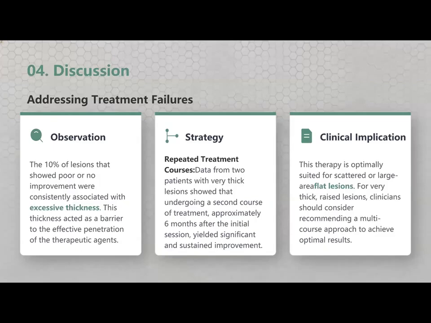We also analyzed cases with suboptimal outcomes, which correlated with excessive thickness. Notably, repeating treatment after a 6-month interval yielded favorable results in these patients. This indicates that while our therapy demonstrates excellent efficacy for flat lesions, very thick lesions may require multiple treatment sessions.